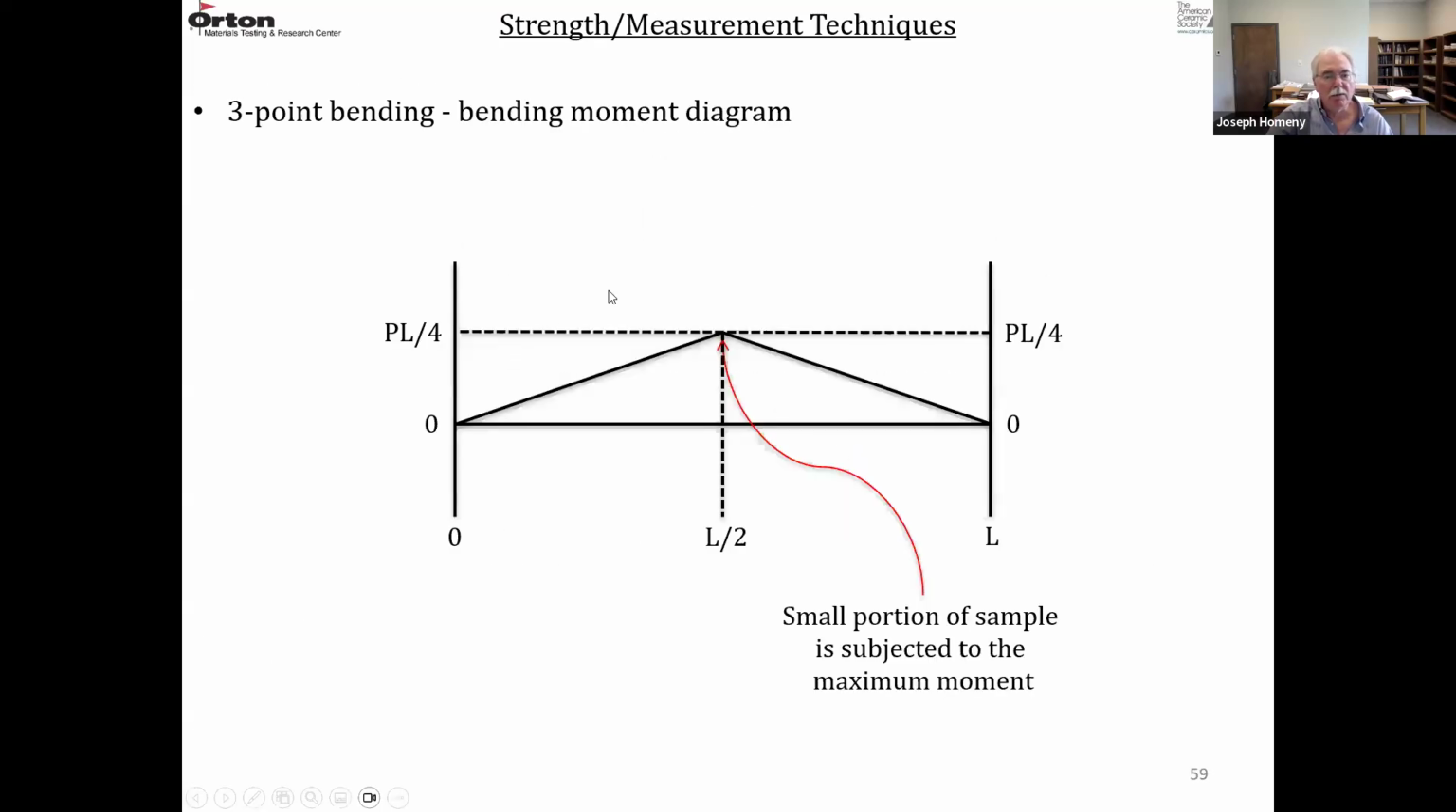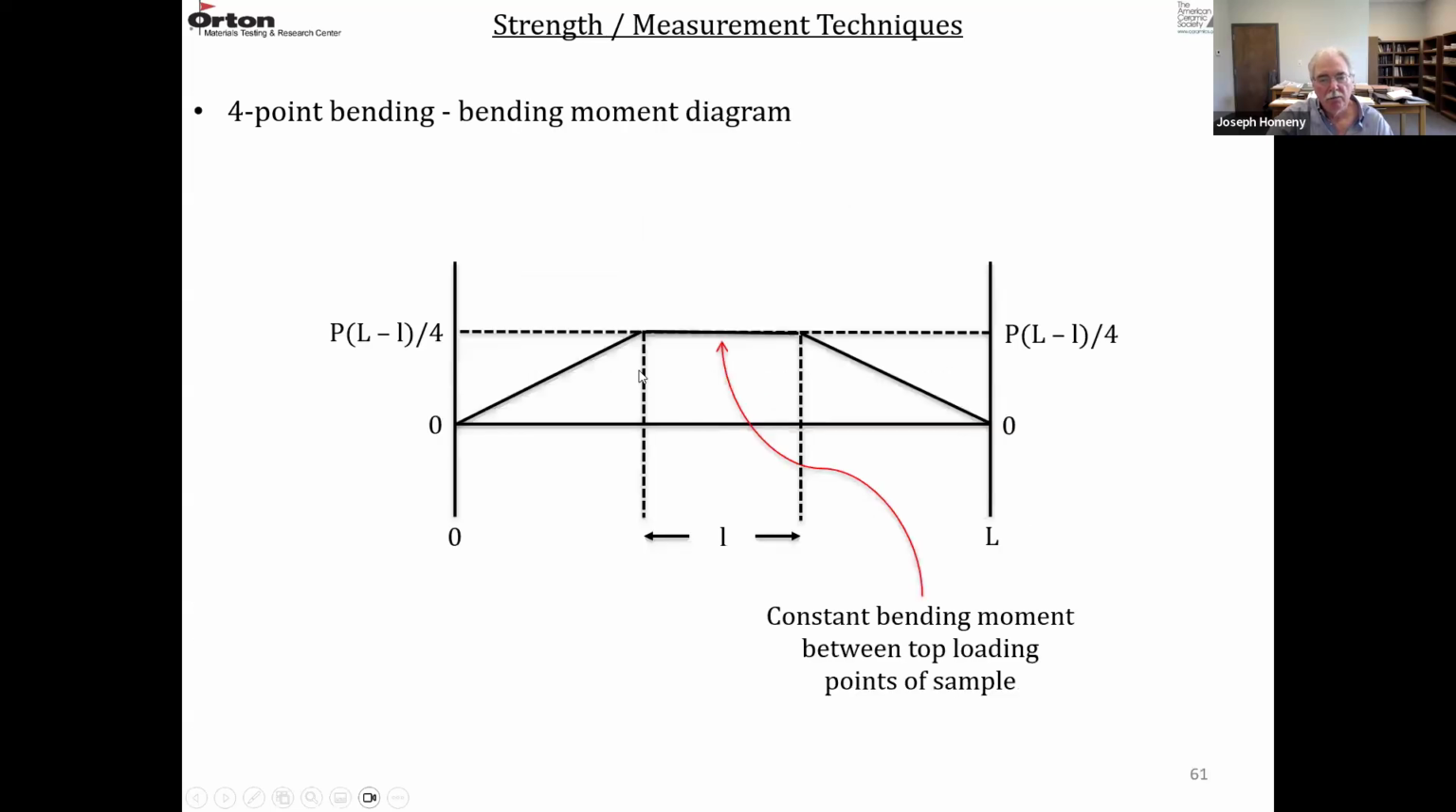So more commonly, this is the easiest strength to measure, a 3-point bending strength, and it's also the easiest to do at high temperatures. So this is the most common in refractories, but if you want to have a constant bending moment, you would go to a 4-point bending and actually see lower strength values, but more uniform values. So I think I'll stop there.